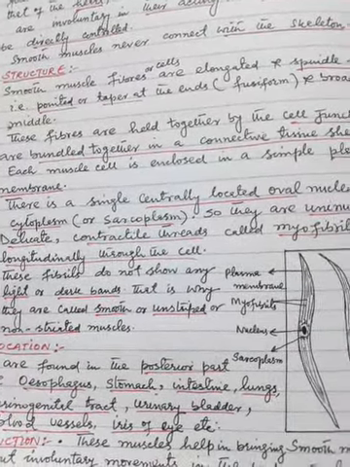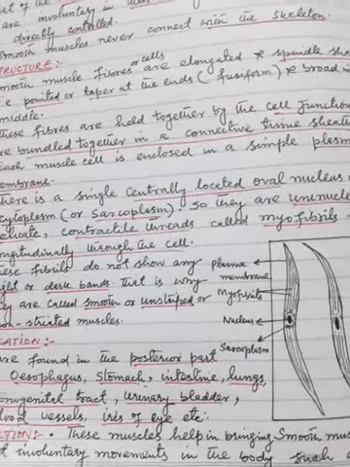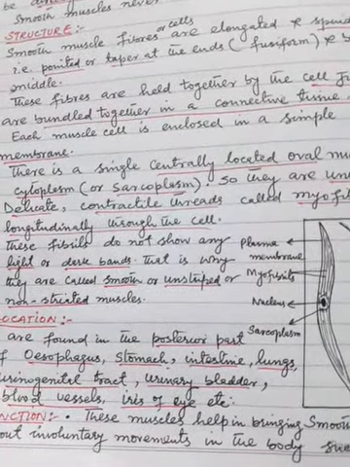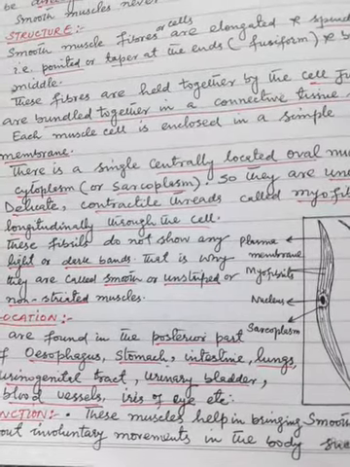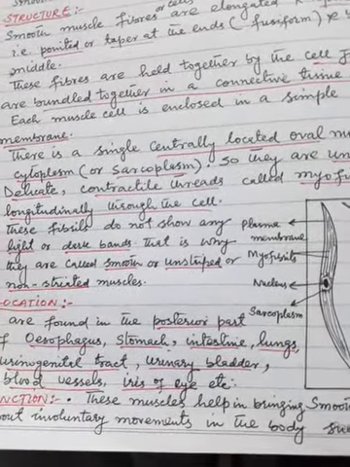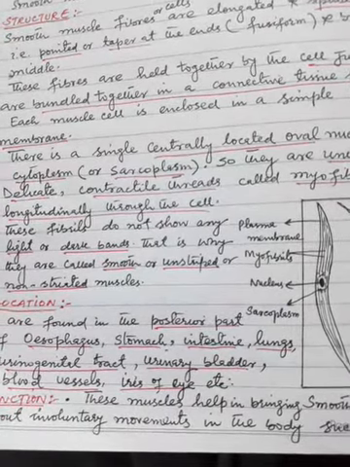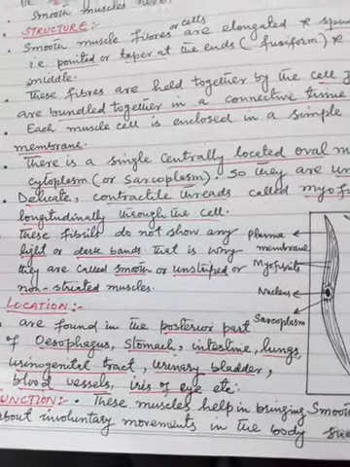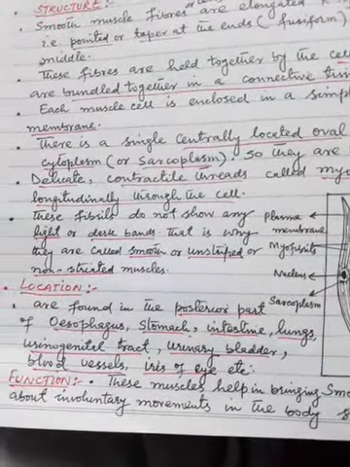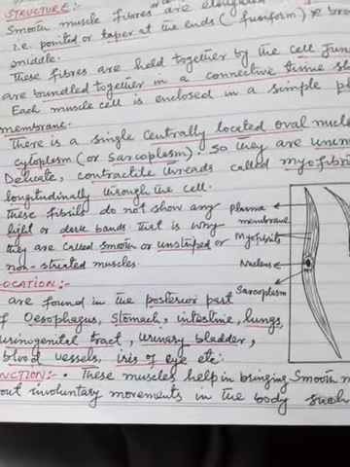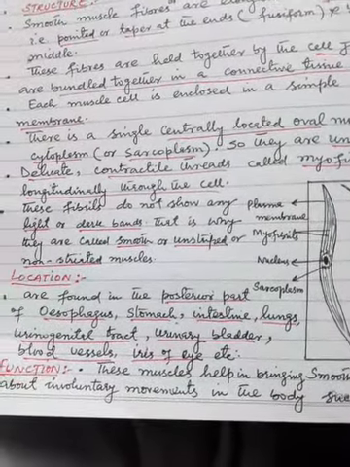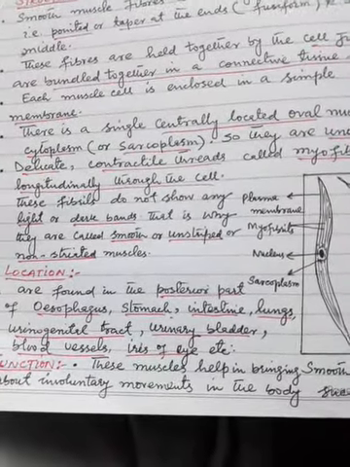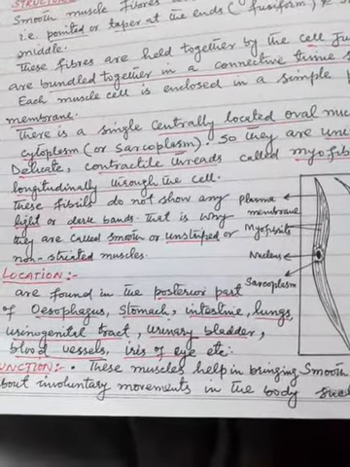Delicate contractile threads called myofibrils run longitudinally through the cell. These fibrils do not show any light or dark bands, that is why they are called smooth or unstriped or non-striated muscles. Now, the location of smooth muscles. Smooth muscles are found in the posterior part of the esophagus, that is the food pipe, stomach, intestine, lungs, urinogenital tract, urinary bladder, blood vessels, iris of the eye, etc.